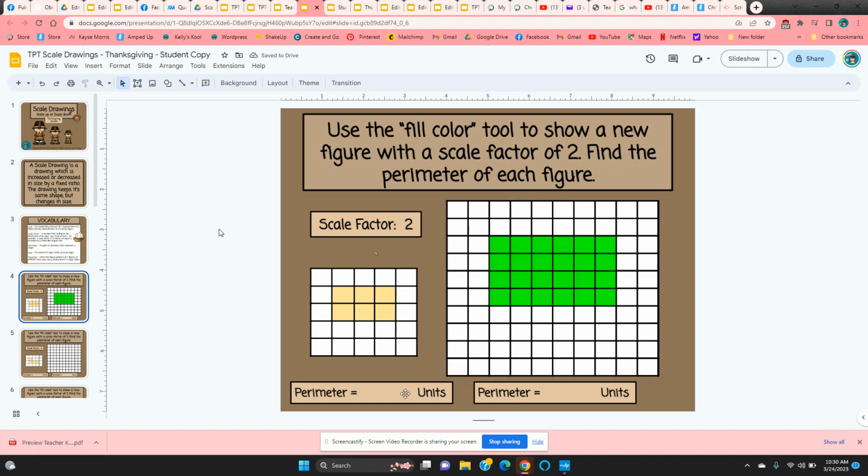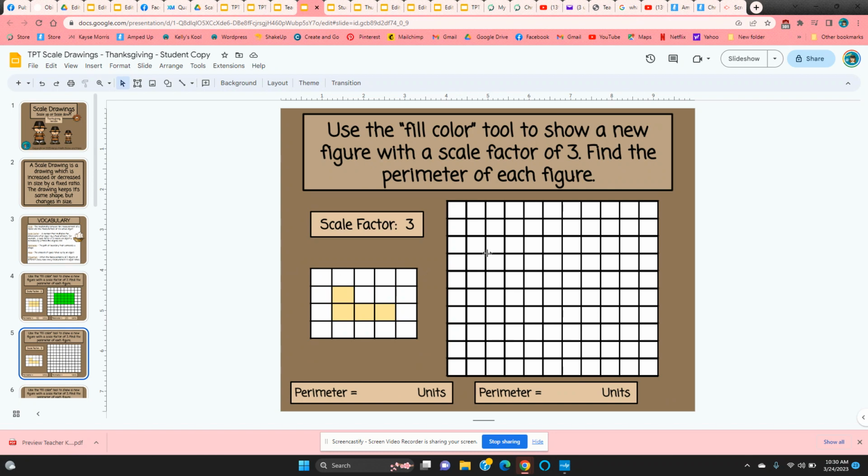Before they leave this slide, we want them to look at perimeter. The perimeter of the smaller figure, if they count around the outside, is 10 units. The larger figure is 20 units. We want them to understand that when it's scaled up by a scale factor of 2, the perimeter is just multiplied by 2.